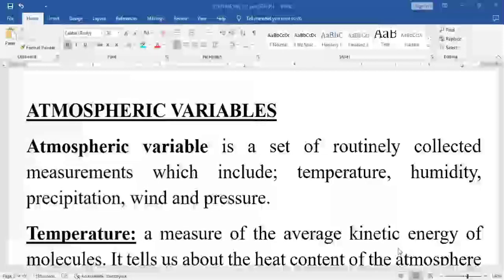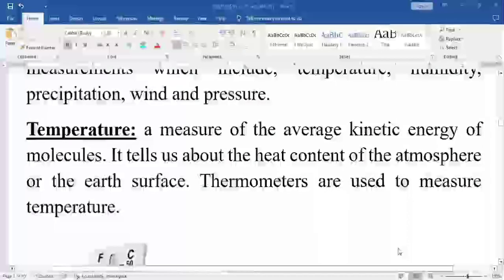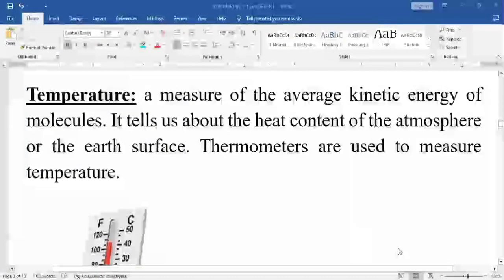Atmospheric variables are a set of routinely collected measurements. They include temperature, humidity, wind, pressure, and all of that. We are going to discuss them one after the other. Let me take the first one here, temperature.